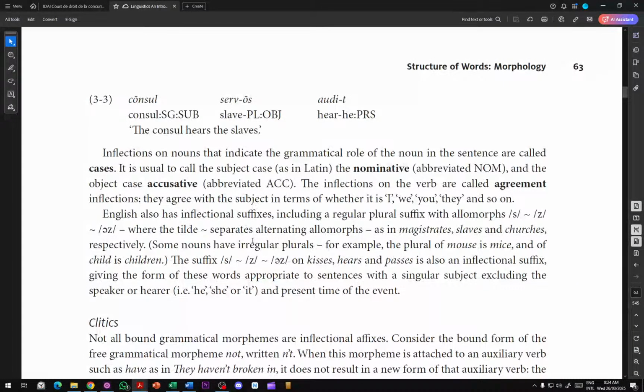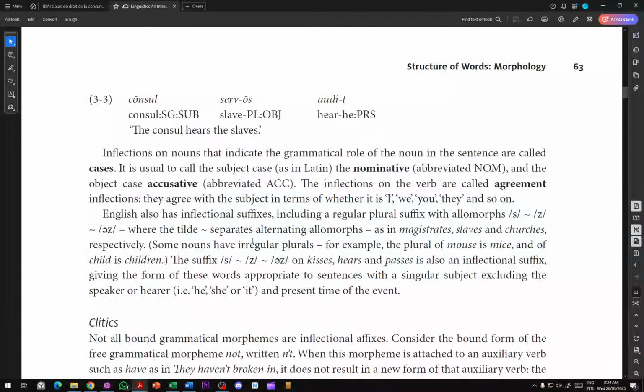English also has inflectional suffixes, including a regular plural suffix with allomorphs. Wait, slowly. My brain or mind is working slowly right now because I'm sleepy.